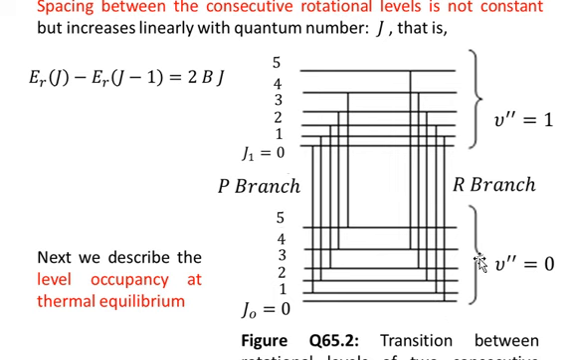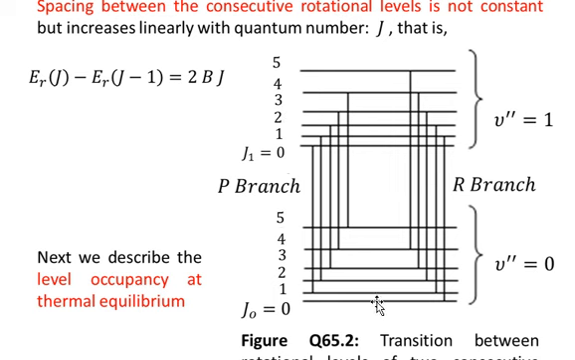So here we are considering two vibrational levels, and each vibrational level has been shown to be split into 5 rotational levels. So we have J equal to 0, 1, 2, 3, 4, 5 rotational levels in the vibrational level V double prime equal to 0, and similarly we have shown 5 rotational levels for the vibrational level V double prime equal to 1, and those have been labeled as J1 equal to 0, 1, 2, 3, 4 and 5. Up to 5 levels have been shown.